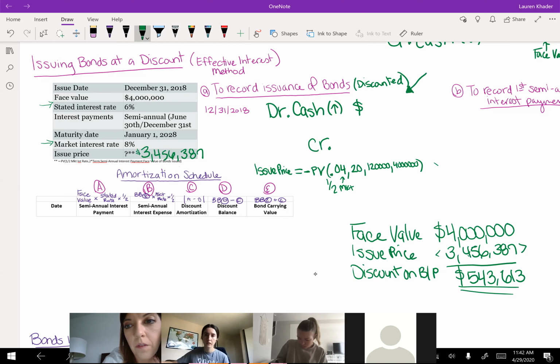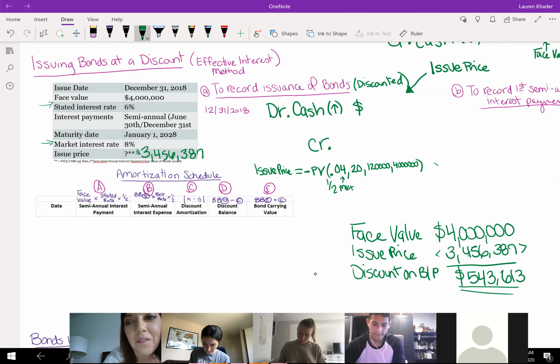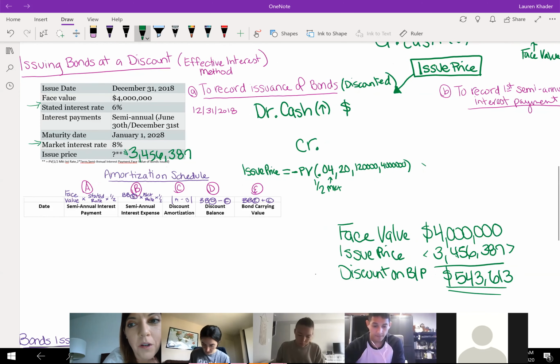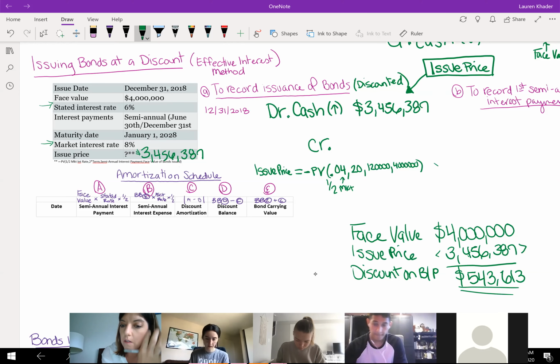And how much cash do we receive? Is it 4 million? When we issue the bonds at a discount, oh, 3.45 million. Yes, we always receive the issue price. That's how much cash we receive. We had to discount those bonds, so they paid us less up front. 3,456,387 was how much we received when we issued the bonds.